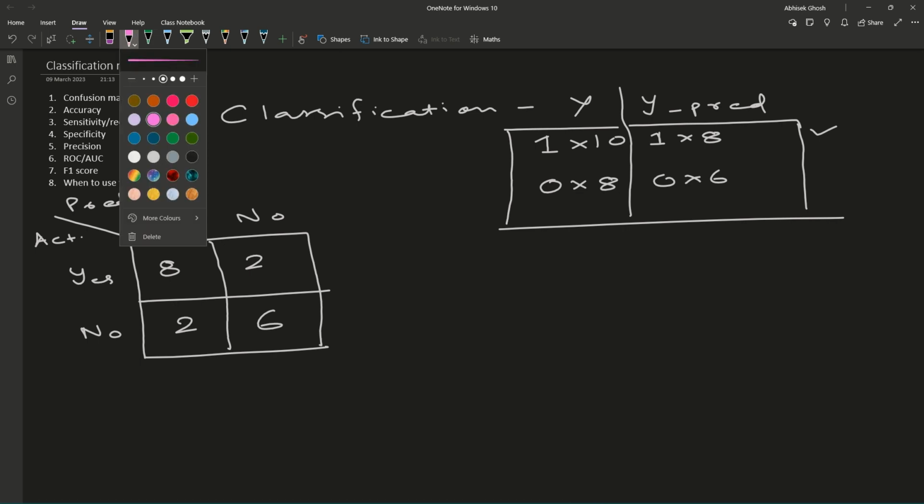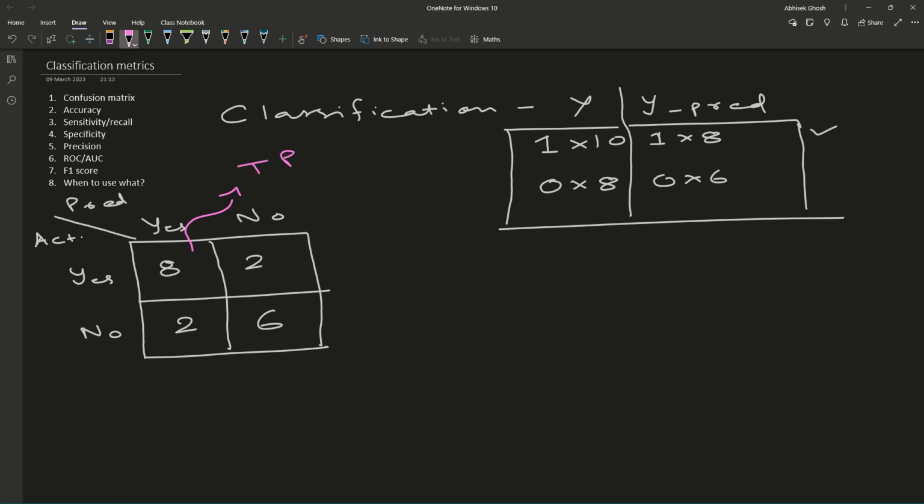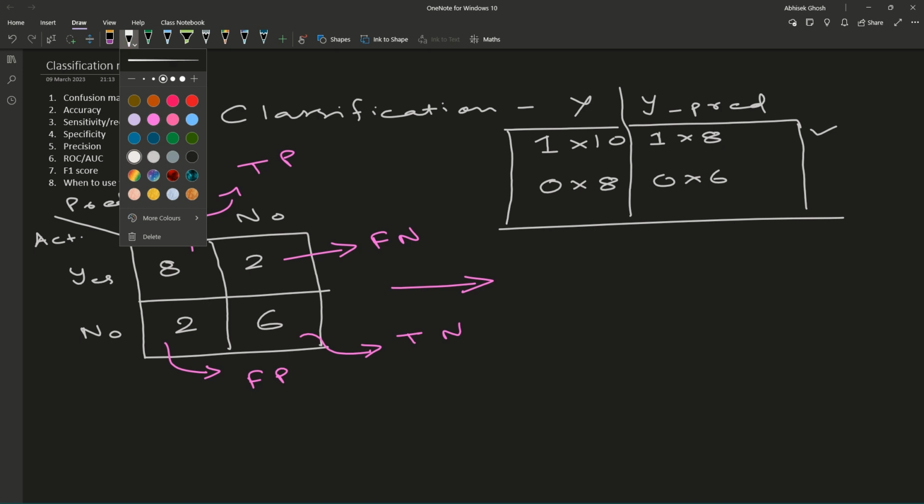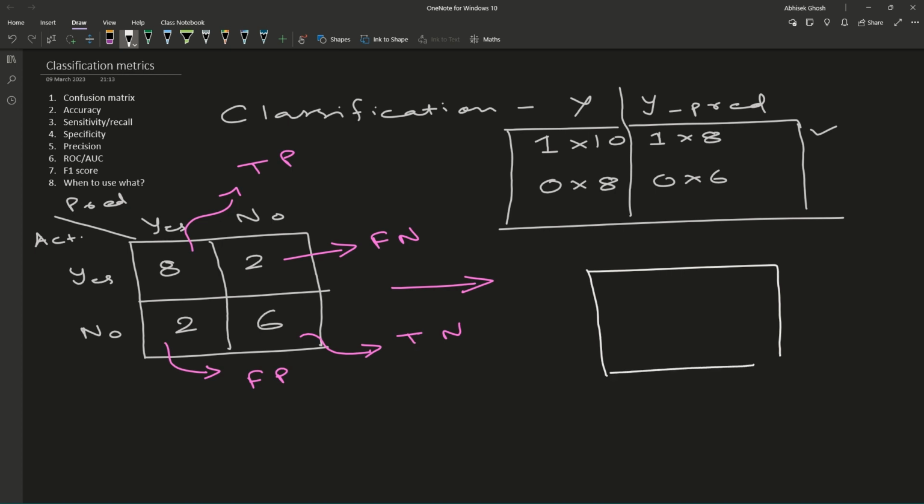Now these terms can be individually named. This is your true positive. This is what we call false negative, because the actual was yes, but our model has predicted it as negative or no. This is your false positive, and finally we have true negative. Now if we convert this into a confusion matrix, it will look something like this. Again, this is the prediction, this is the actual. Let's say this is true, this is false, this is true, this is false. So this is my true positive, this is false negative, this is my false positive, and finally this is the true negative. This tabular layout is what we call a confusion matrix.